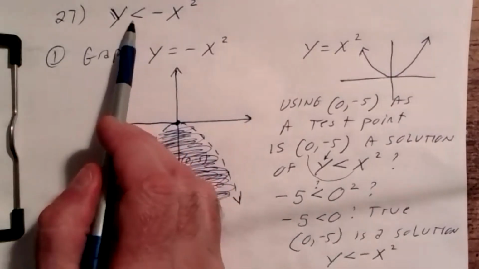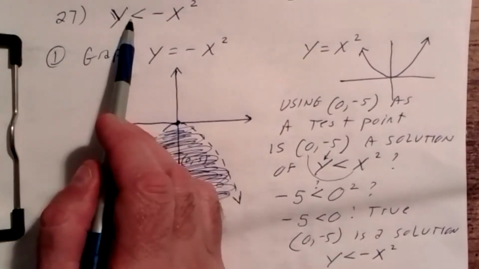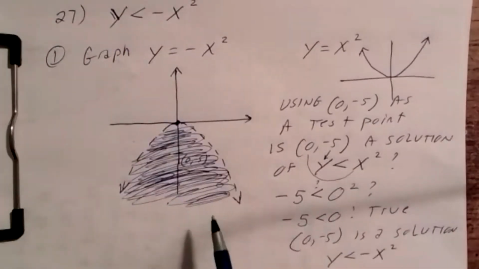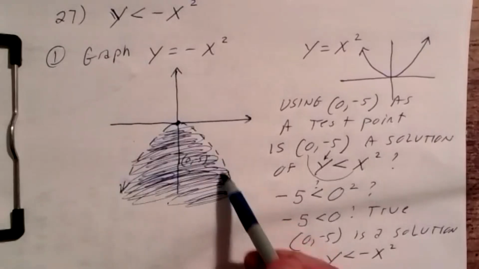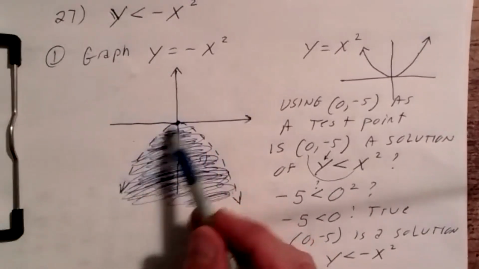If I change this from less than to less than or equal to, how would that change my solution set? If I just put the less than or equal to, how would that dashed line change? It would be a solid curve then, correct? The parabolic boundary would be a solid curve instead of a dashed curve.